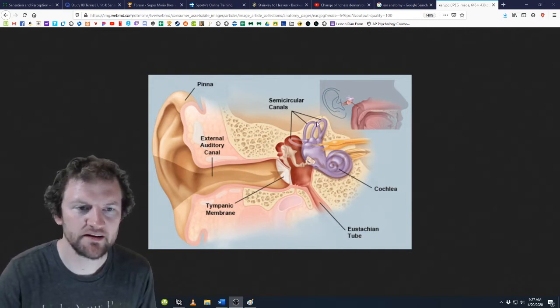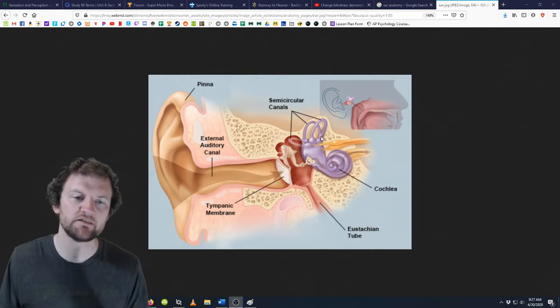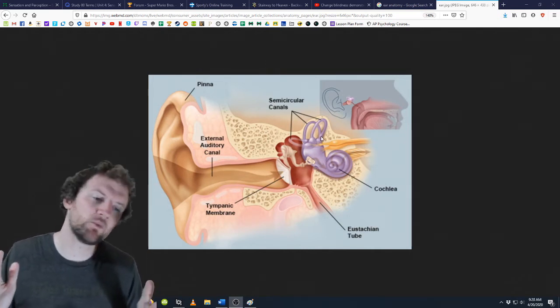On top of the cochlea are the semicircular canals, or vestibular canals, which control your vestibular sense. And that is your sense of kind of where you are in space.